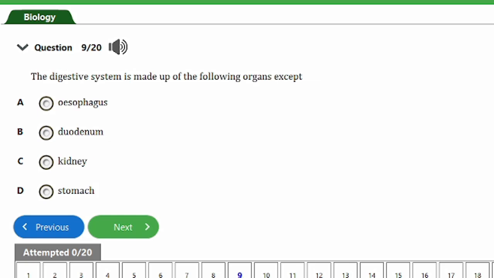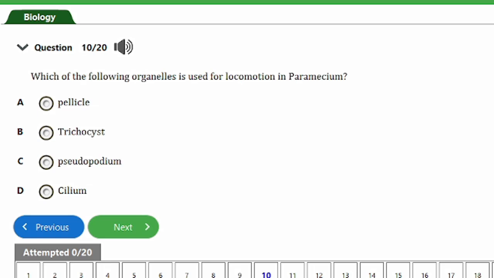The digestive system is made up of the following organs except A. Esophagus, B. Duodenum, C. Kidney, and D. Stomach. So guys, the answer to this question is option C, and that's the kidney. The kidney is part of the urinary system and not the digestive system. So let's consider the next question, guys.